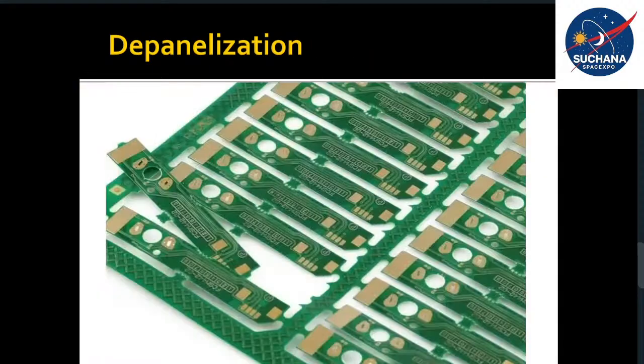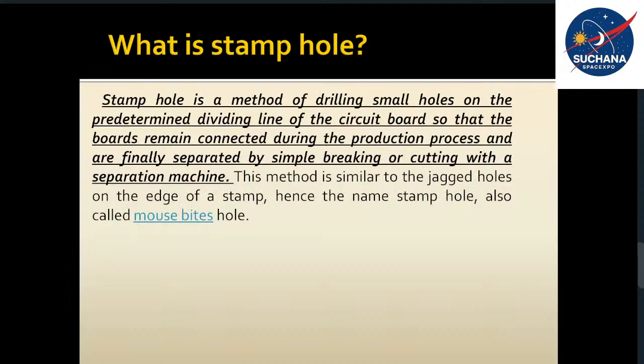This is a paneled PCB. Now we need to depanel, that means we need to separate these PCBs from that panel. Stamp hole is a method of drilling small holes on the predetermined dividing line of the circuit board so that the board remains connected during the production process and is finally separated by simple breaking or cutting with a separation machine.